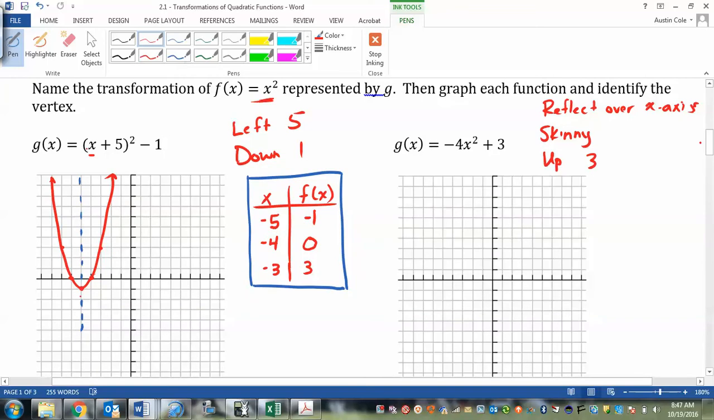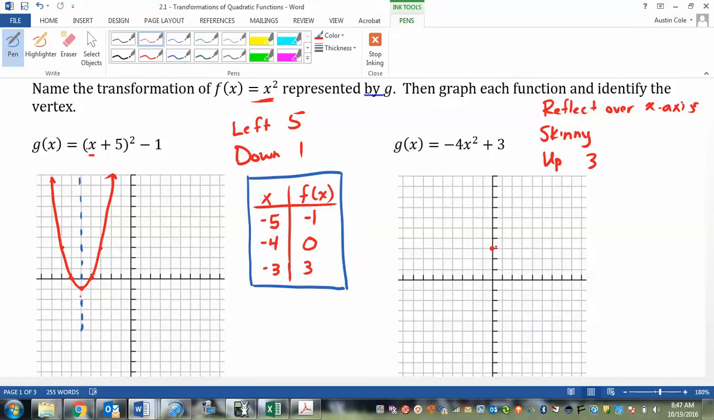So let's plot the vertex. We said, is it going to go left or right? No, it's going to stay on our y-axis, but now it's going to go up 3 units. So I'm going to go up 1, 2, 3 units. Again, it's not going left or right. I lied. I need to go back here.